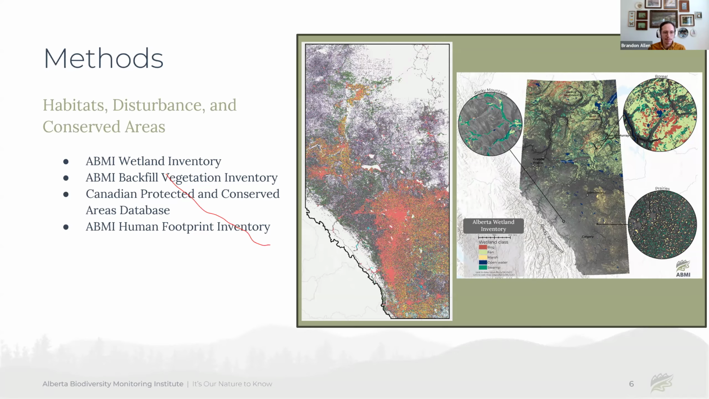And then we also use the ABMI Human Footprint Inventory. This is an inventory that ABMI has maintained for many, many years now that gives a representation of where disturbance has occurred across the province. With this information, we can understand not only how much of a protected area has been conserved, but are there other types of disturbance activities that occur within that area? So things such as roads, or even, thinking of the Banff National Park complex, where we do have city infrastructure that occurs within the region.